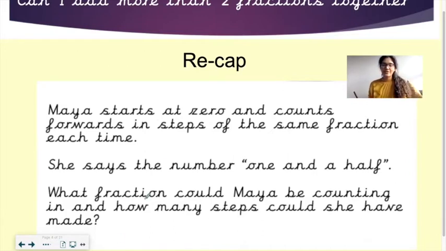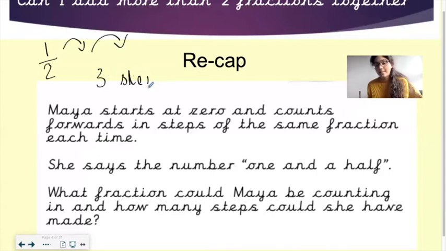If I was to do this question, I would say that the fraction that she is counting in would be half. This is just my opinion. You could have a different fraction that she could be counting in. If she counted in a half, then how many steps would she have taken? A half, 1.5. I would have said that she's taken 3 steps. However, if you have said that she's counted in a different fraction, then you will have a different answer to me. So if you have done so, then post it on Tapestry for me to see.